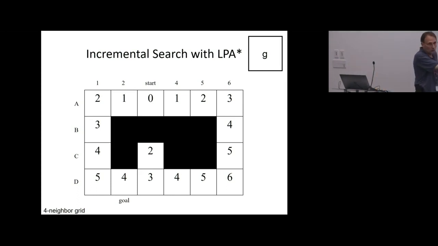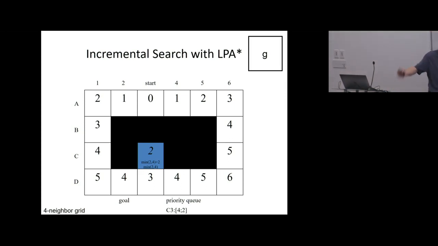This one here is a 2. Based on the neighbors, it should be 3 plus 1. It should be a 4. It is too small. Okay. So what we do is we take all of these locally inconsistent locations, and I put them into my open list, a priority queue, with some priority, just like A star does. So in this case, there's only one locally inconsistent cell, and it's in my open list.